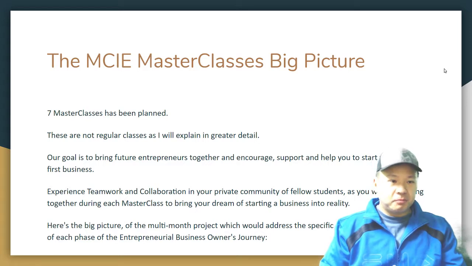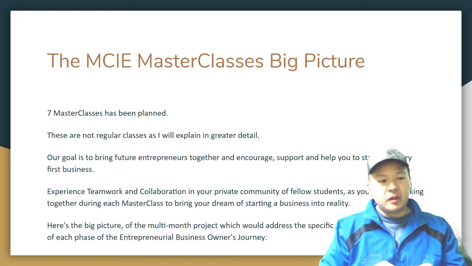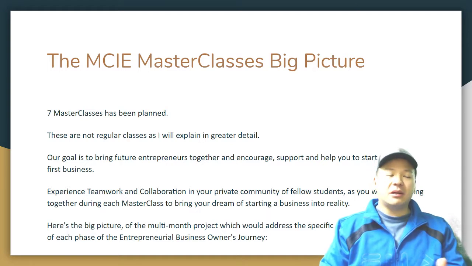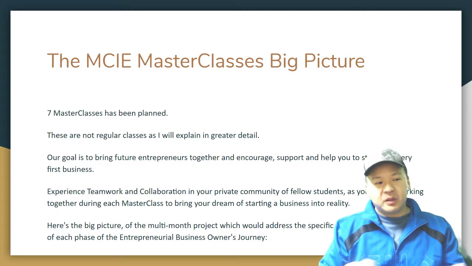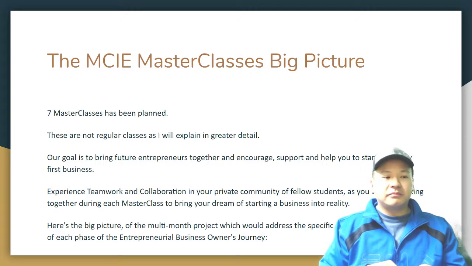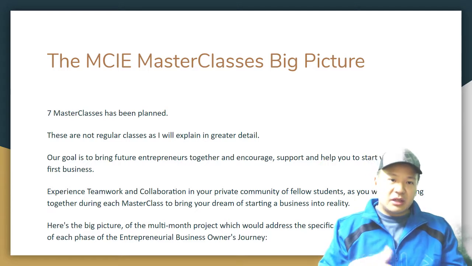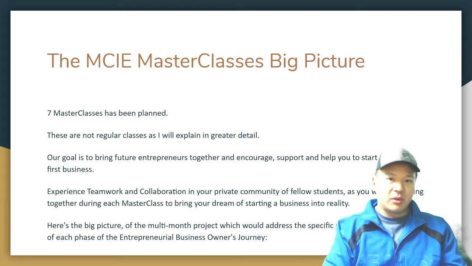This is a multi-month project. It cannot be done in 1 month, unless we work one-on-one, then it can be done. But I think, to help the most amount of people, we're going to make this a multi-month program and do 7 masterclasses. So here's the big picture. This is a multi-month project, and it will address the specific needs and requirements of each phase of the entrepreneur's business owner's journey. All right, so this is our goal.